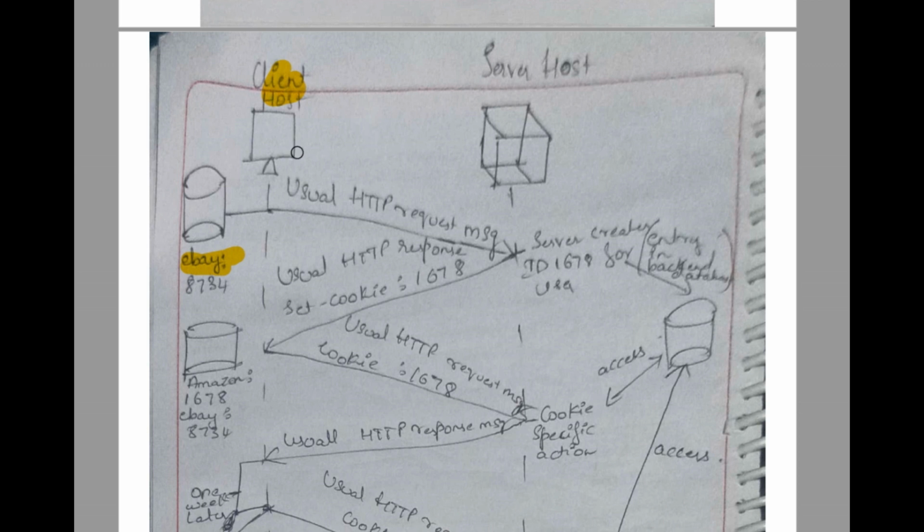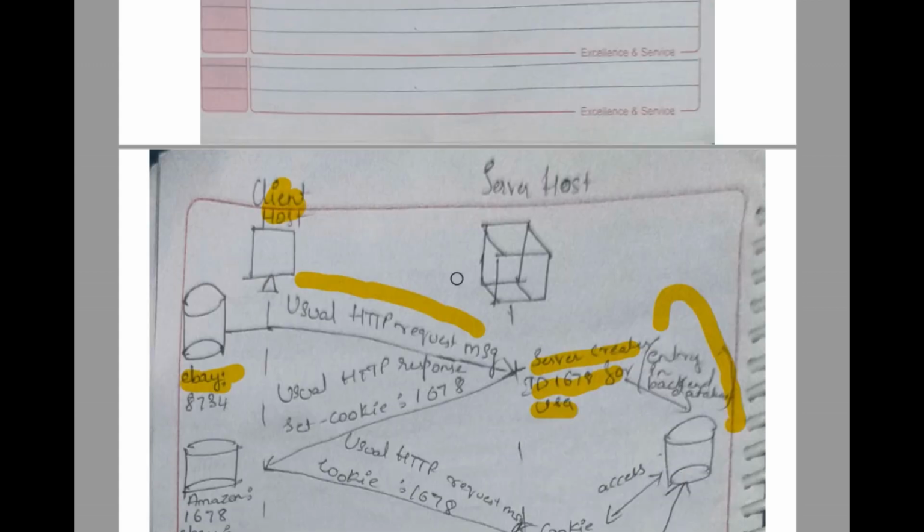the first time you visit the website, your browser sends an HTTP request message to the Amazon server. Now the server creates a new unique ID, 1678, for the user. This is nothing but a cookie. A unique ID is nothing but a cookie. A cookie is used to identify the user. This ID is entered into the database. Now, with the HTTP response message, the cookie 1678 is also sent.